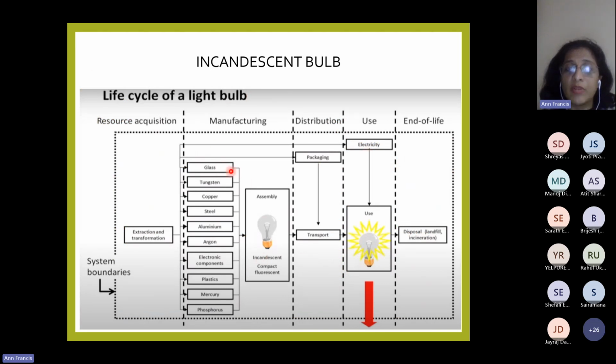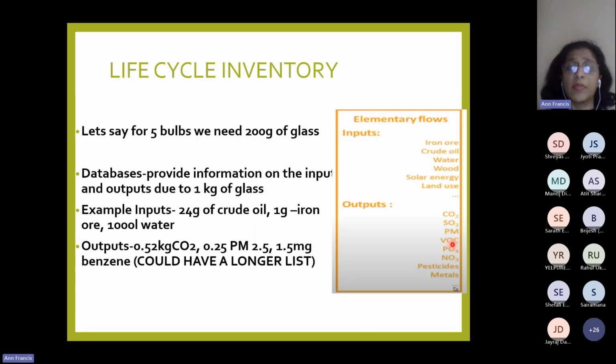For creating this bulb, you have glass, tungsten, copper, steel, aluminum, so many materials being used to just create this bulb. And not just that, the bulb has to be transported, and some packaging is involved. Then the bulb uses electricity, then the bulb is finally disposed. So you have a lot of stages for just this bulb.